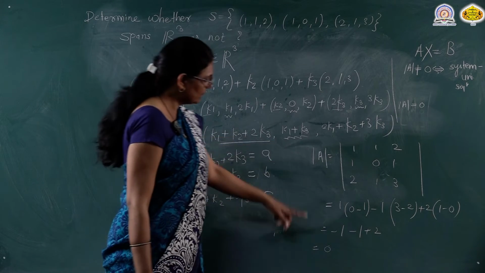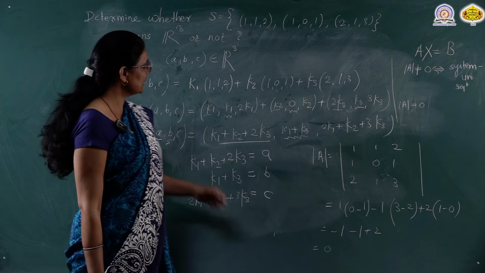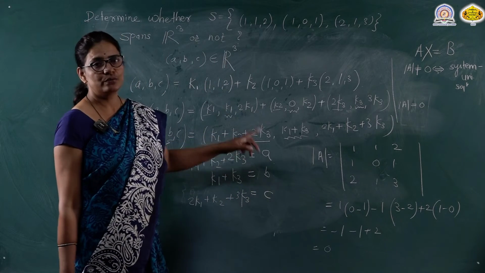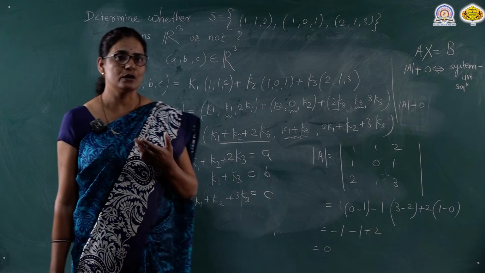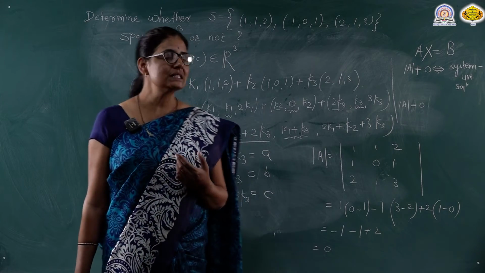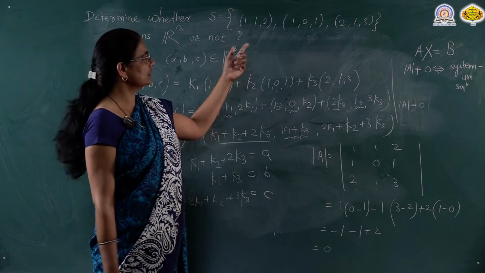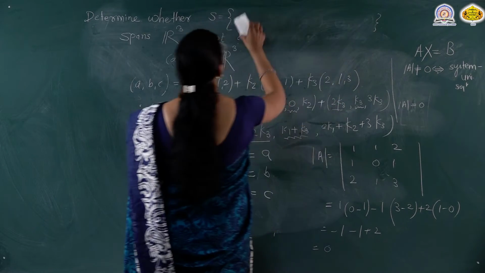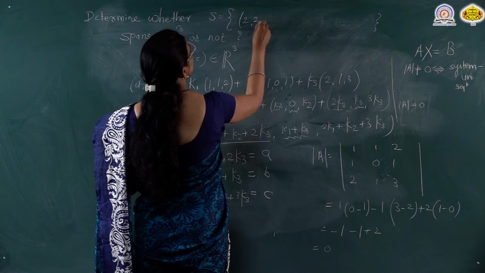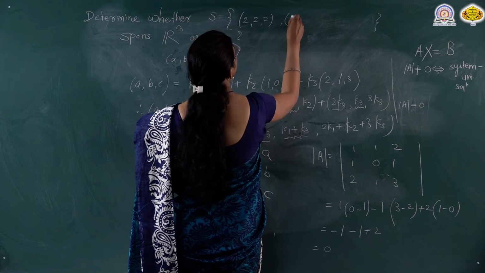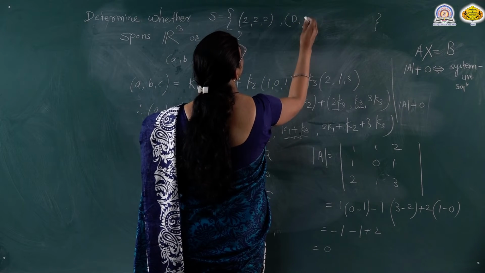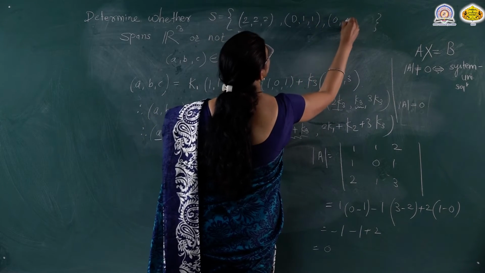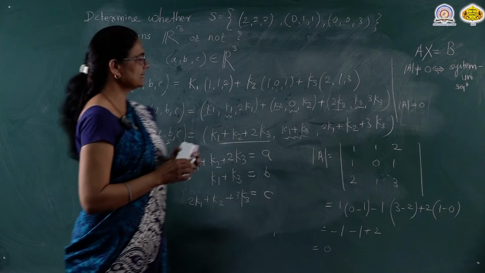Here the determinant equals 0, so we say that there is a possibility of getting no solution for some triplet ABC. So this set does not span R3. So now let us consider another example. Now this is the simplest example.